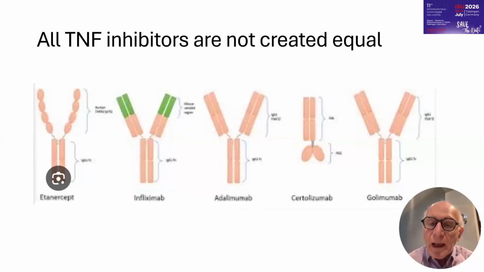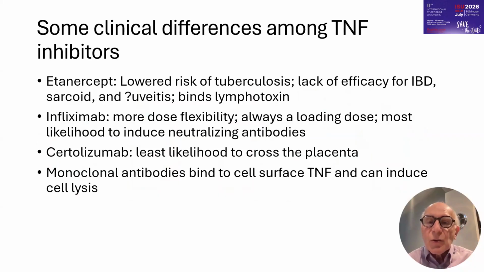Of the 4 monoclonal antibodies, the first was infliximab. Infliximab is different because it's a chimeric antibody. It's partially mouse, therefore it is more foreign than the other 3 monoclonal antibodies. Adalimumab and golimumab are basically identical, fully humanized monoclonal antibodies. Certolizumab is different because it has a polyethylene glycol moiety, which means it is less likely to cross the placenta. So these chemical differences also equate to functional differences.